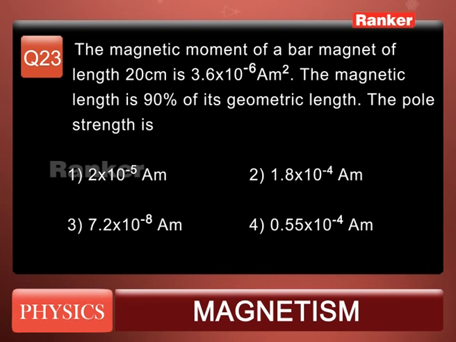Question number 23. The magnetic moment of a bar magnet of length 20 centimeter is 3.6 into 10 power minus 6 ampere meter square. The magnetic length is 90% of its geometrical length. The pole strength is: first option 2 into 10 power minus 5 ampere meter, second option 1.8 into 10 power minus 4 ampere meter, third option 7.2 into 10 power minus 8 ampere meter, and the fourth option 0.55 into 10 power minus 4 ampere meter.